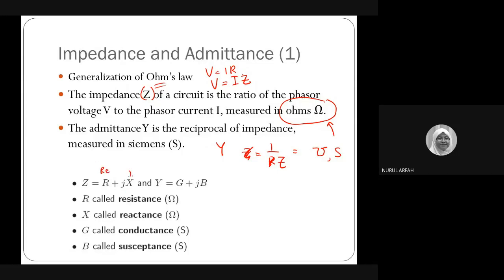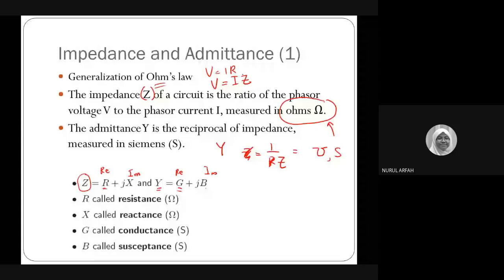And then if you want to write it in terms of real part and imaginary part, impedance always has a real part and an imaginary part: R plus jX, right? And if you want to write it in terms of admittance, you have G, which is the real part, and B, which is the imaginary part. G is the conductance and B is the susceptance.